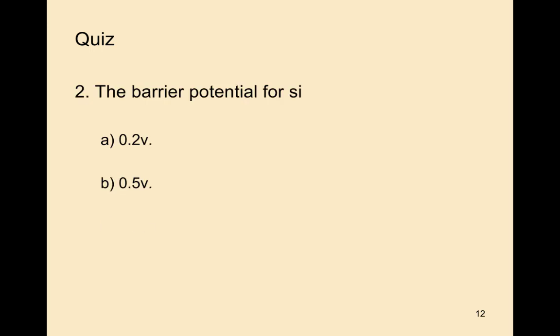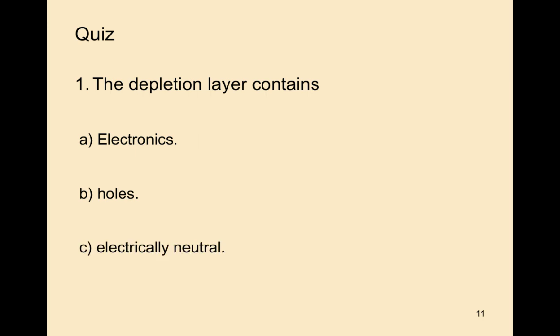I will repeat these quiz questions once again. First question: what does the depletion layer contain: electrons, holes, or electrically neutral? The depletion layer does not contain any holes and electrons. It is electrically neutral. There are no electrons and no holes here. This is the electrically neutral form.